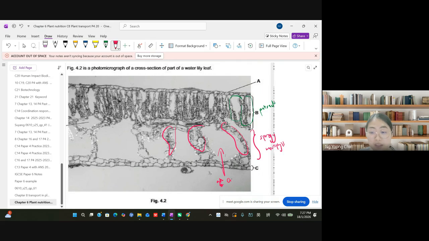So this is the same as in the terrestrial plant, right? In the terrestrial plant, the spongy mesophyll cells are very loosely arranged, and there is a lot of airspace between them.